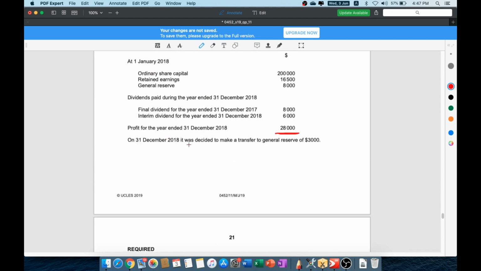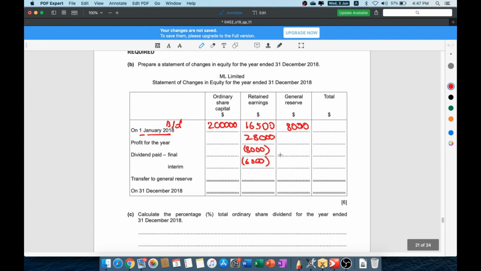Yes, on 31st December 2018, it was decided to make a transfer to the General Reserve of $3,000. That means the transfer to the General Reserve is always made from the retained earnings. So we're just going to reduce the retained earnings by 3,000 and then increase the General Reserve by 3,000, because we just took the money from the retained earnings account and then shifted it to the general reserve. All right. So transfer to general reserve, this does not have any effect.